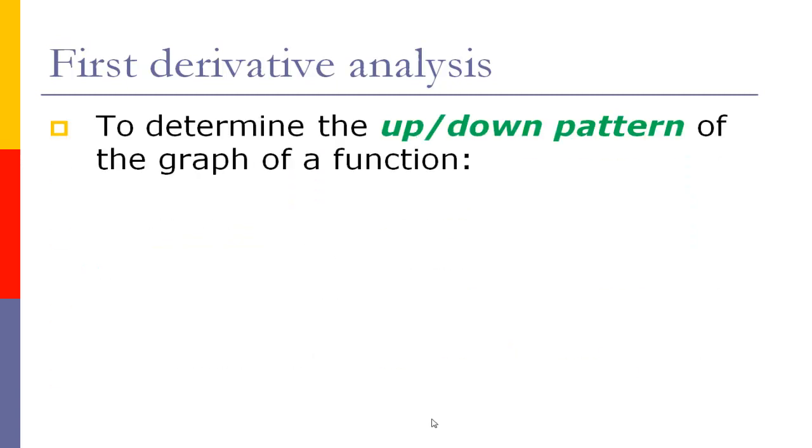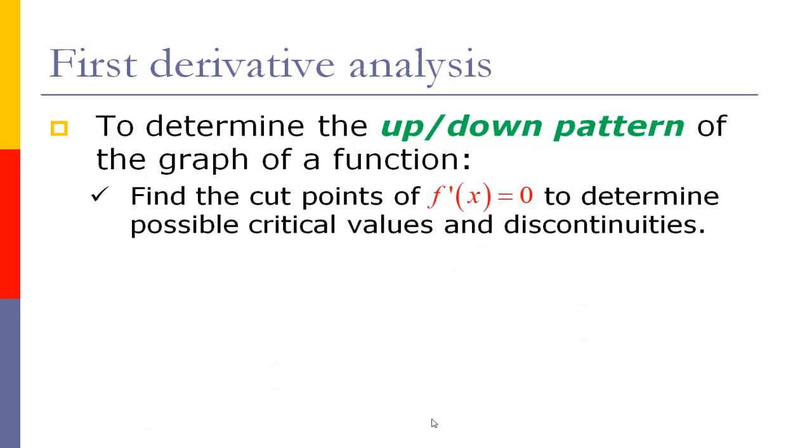Now, let's see how we can put together all this information to determine the up-down pattern of the graph of a function. And again, this is something that you should probably be very familiar with. We're going to, in class, spend some more time making sure that we know how to put it into practice, into action. So what we're going to do is, first of all, compute the derivative and find the cut points of the equation f prime equals 0. Now remember, the cut points are the values where f prime is 0 or undefined. So they're going to be almost critical values, except for a critical value we need also that value to be a value of continuity for the original function.